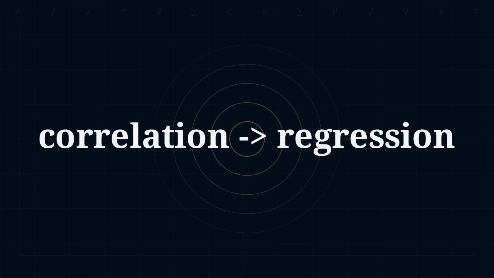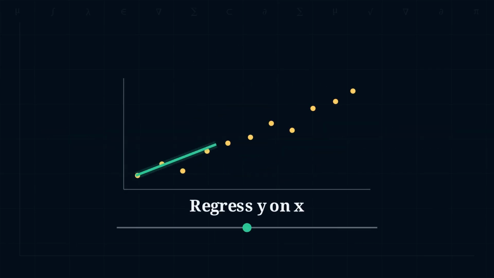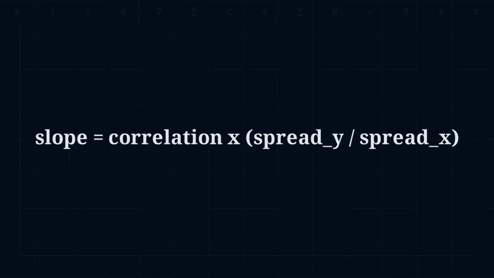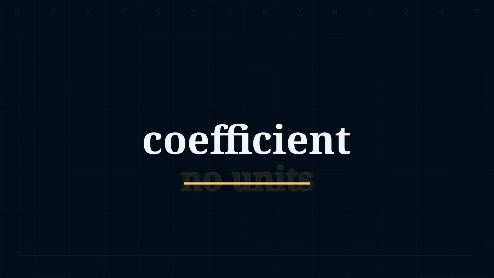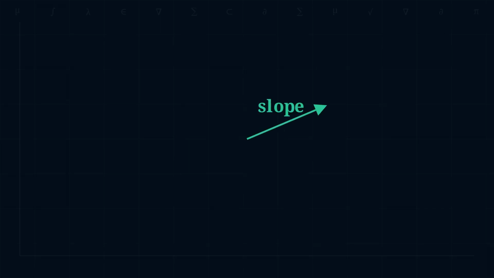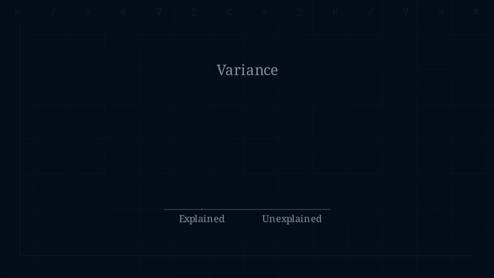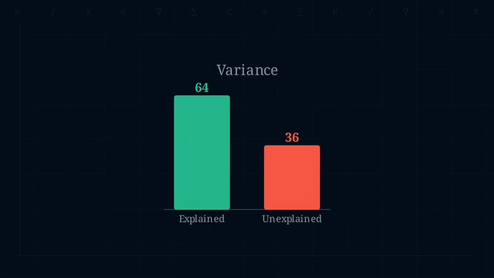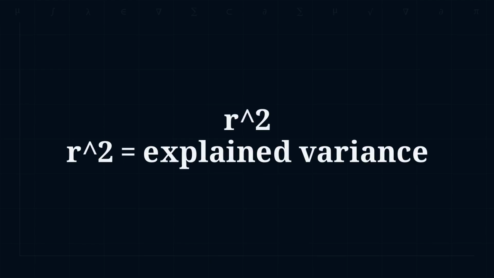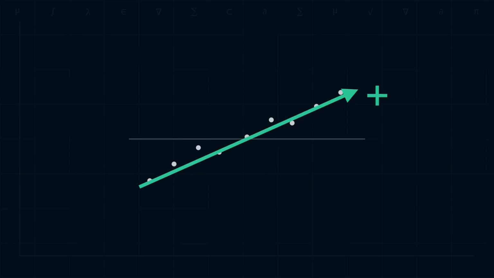Now connect correlation to regression without hand-waving. If you regress y on x with a straight line, the slope is the correlation multiplied by the ratio of the spread of y to the spread of x. That tells you the coefficient does not carry units, but it does scale the slope when you put the units back. And if you standardize both variables first, the slope of the best fitting line through that standardized scatter is exactly the coefficient. And the fraction of variability in standardized y captured by that line is the square of the coefficient. That also explains why the sign of the coefficient matches the direction of the fitted line.